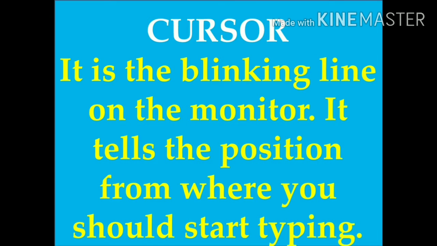Okay, next one is the cursor. So what is the cursor? It is the blinking line on the monitor. It tells the position from where you should start typing. So students, when you open any word processor document, there you will see one blinking line on the monitor. That blinking line is known as the cursor, and it tells you the position from where you should start typing. Clear? We will proceed further.